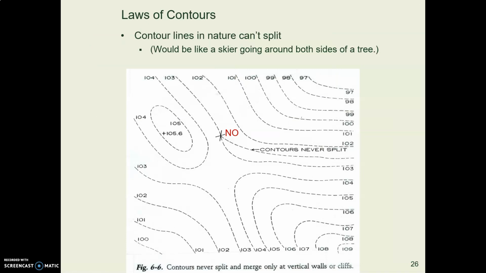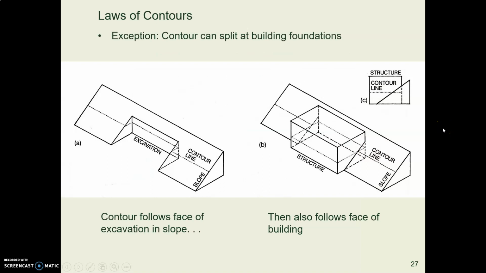Contour lines, naturally occurring contour lines, cannot split. So if you see a situation like this on a contour map, you know something has gone horribly wrong with this map. Something needs to be fixed. The one time contour lines can split is if you have a contour going around a building foundation, and for some reason you're showing the contour elevation on the structure as well. I don't know why you would, but you could.